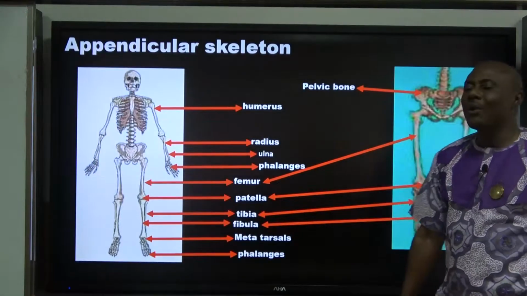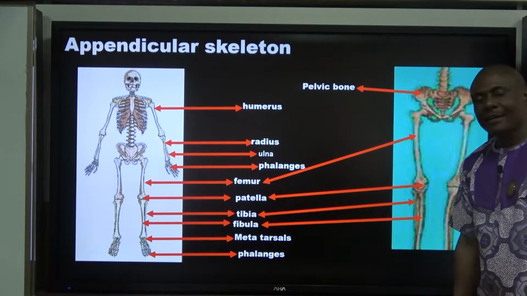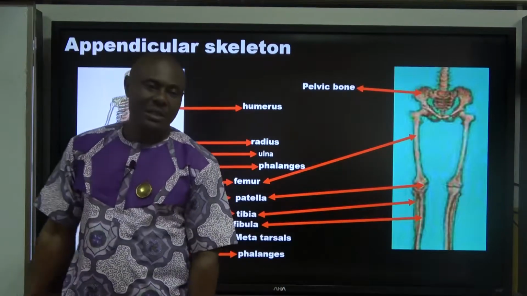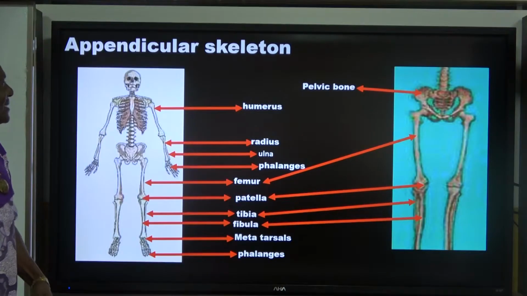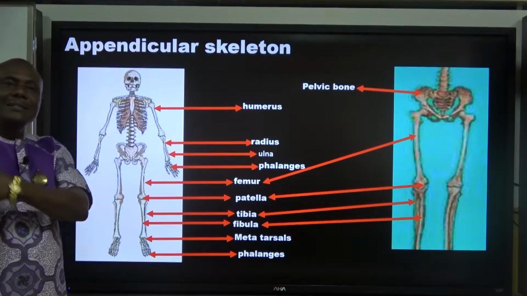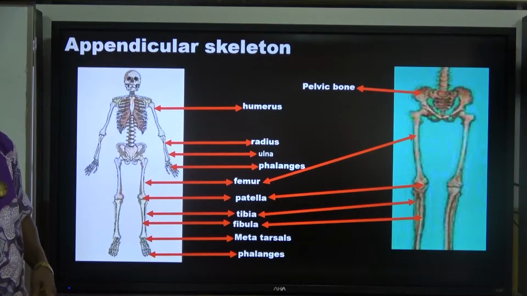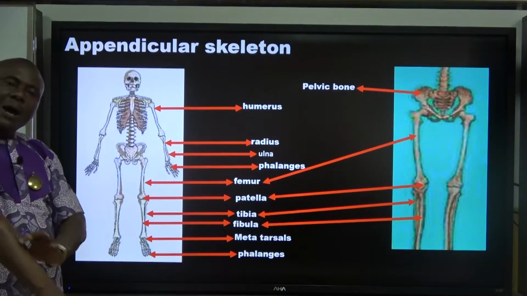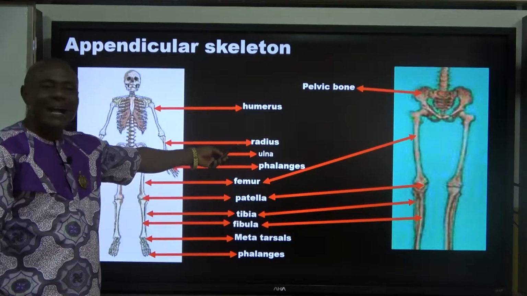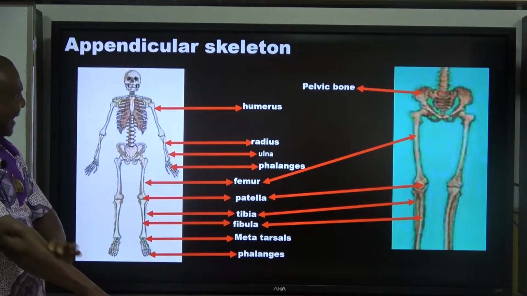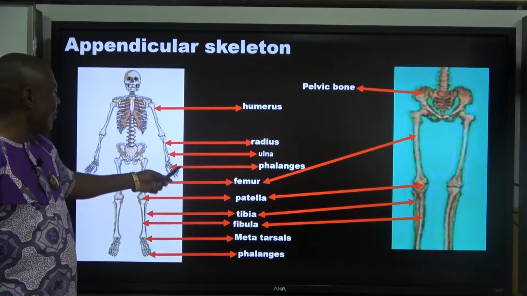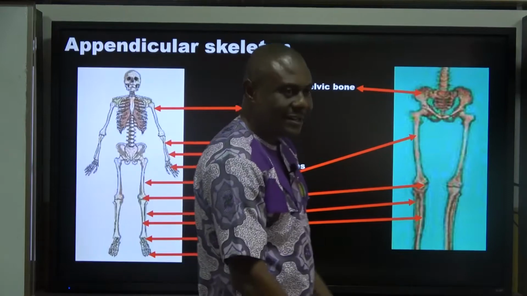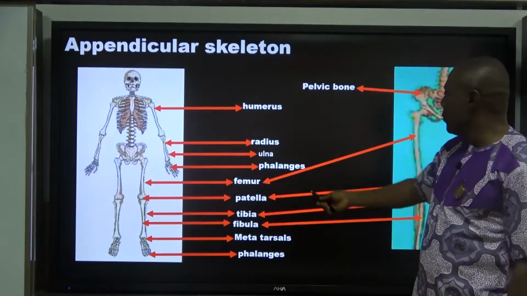Then we also have the appendicular skeleton. It is made up of the limbs, that is the forearms and the limb girdles. Starting from the hand, the longer bone of the upper arm is referred to as the humerus. We also have, in the lower arm, the radius and the ulna. When you come down, you meet the carpals at the wrist, then you meet the phalanges at the fingers. The phalanges are the bones of the fingers.